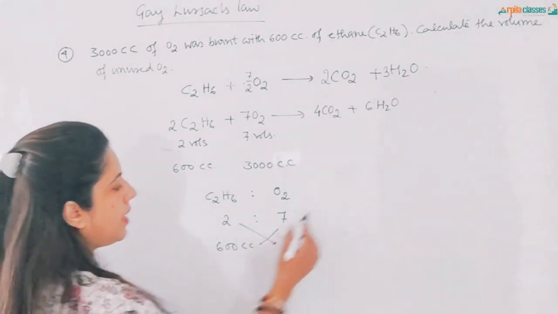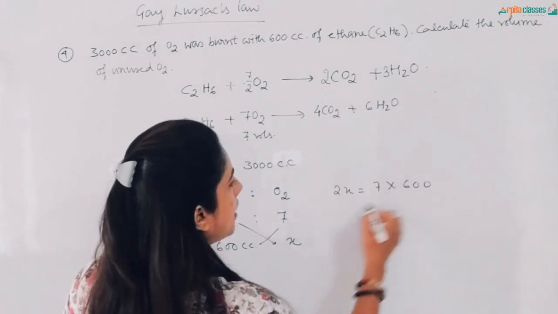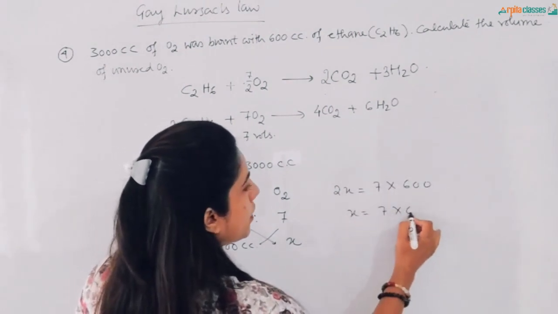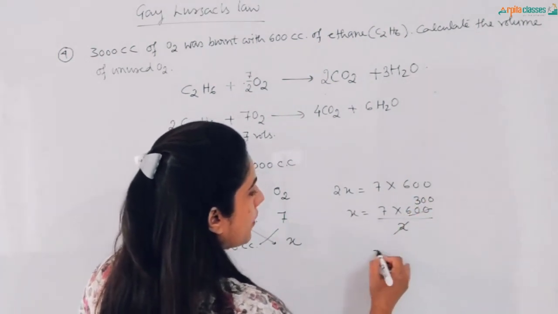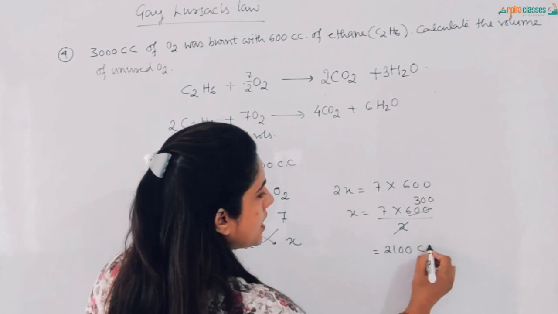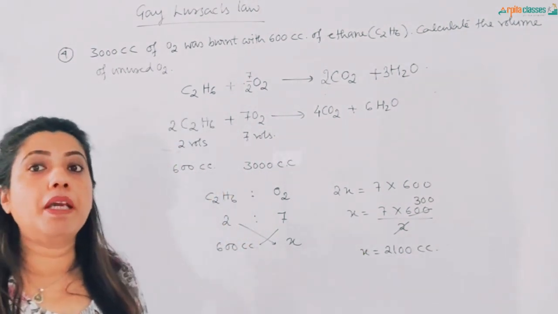So cross multiply, we are getting 2x is equal to 7 into 600. So x is equal to 7 into 600 divided by 2. This is getting cancelled. So we are getting 2100 cc. That means 2100 cc of oxygen will be used.